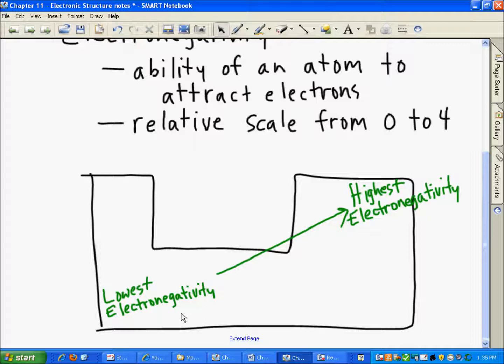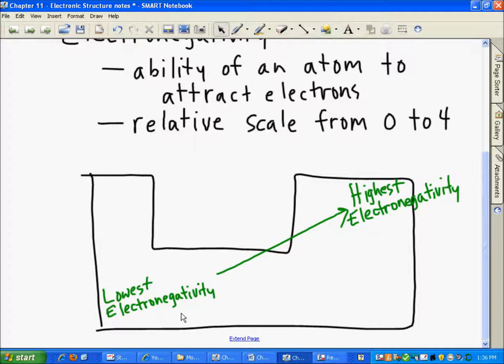Which atom do you think would have the lowest electronegativity in the periodic table? Fr, yep, you'd expect Fr would have the lowest electronegativity. And what element do you think would have the highest electronegativity? Yeah, you'd expect He to have the highest electronegativity.